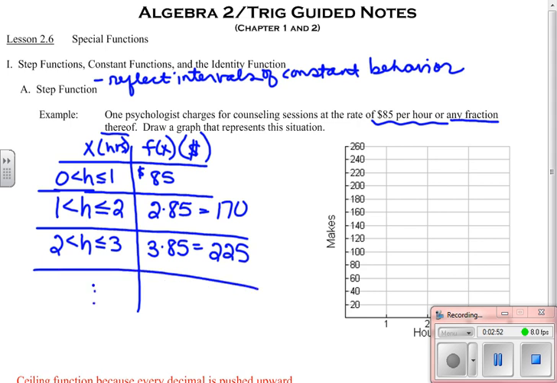Now when we go to graph this, we're talking about at 0 hours, we don't pay anything. But then it's a constant rate no matter how much of that first hour we use, up to and including 1 hour, $85. Then we're going to jump up to the next one, which is at 170. At 1 hour, we're still paying $85, but at 1 hour, 1 minute, we start paying $170, and we pay that all the way up until we get to 2 hours. At 2 hours, 1 minute, we jump up to $225, and we stay constant all the way to 3 hours.